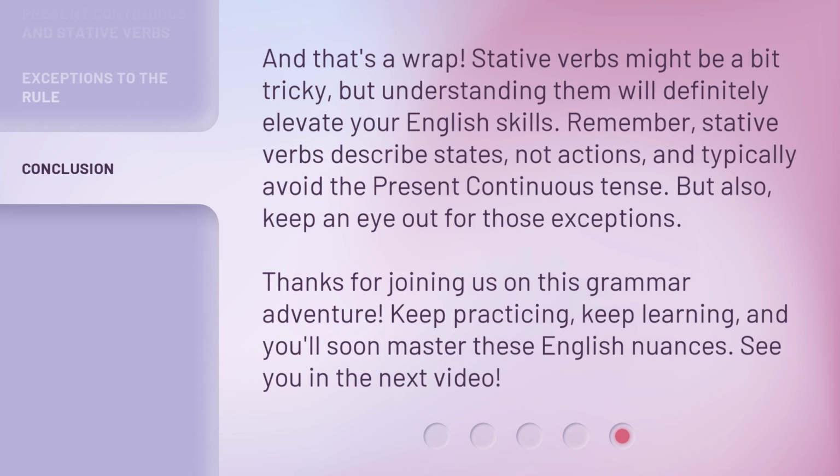And that's a wrap. Stative verbs might be a bit tricky, but understanding them will definitely elevate your English skills. Remember, stative verbs describe states, not actions, and typically avoid the present continuous tense. But also, keep an eye out for those exceptions.